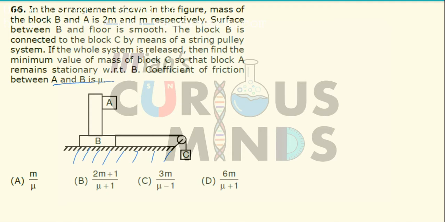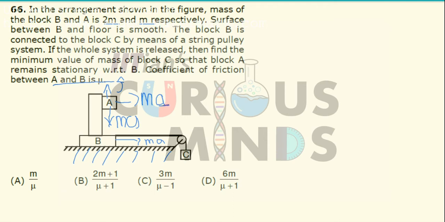So let us mark the forces. Now A remains stationary as compared to B. So now let us calculate the forces on mass A. mg will be in the downward direction. There will be a friction force in the upward direction. Now this block will accelerate with the acceleration a. Then the other block also has to accelerate with the acceleration a. Then only block A will remain stationary as compared to block B.